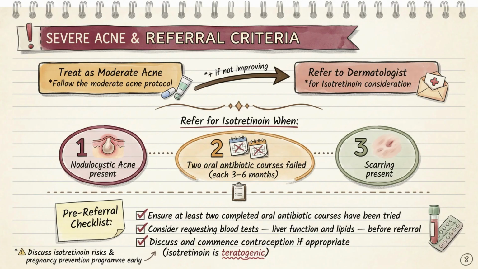Before referral, it is good practice to request baseline blood tests, specifically liver function and lipids. If the patient is of childbearing age, discuss and commence contraception if appropriate, because isotretinoin is highly teratogenic and robust contraception is mandatory before starting treatment. Know your 3 referral triggers: nodulocystic, failure of 2 courses, scarring. Those are your red flags.